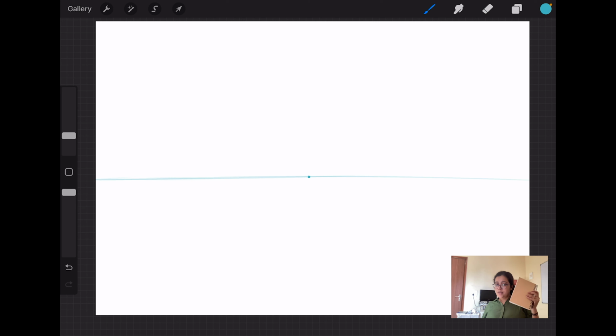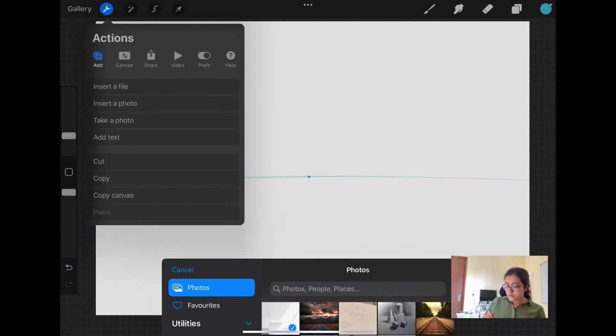So let's learn to make a simple cuboid first. All right, for one point perspective, what do we do? Let's look at a picture of a cube first. I have this photo over here.